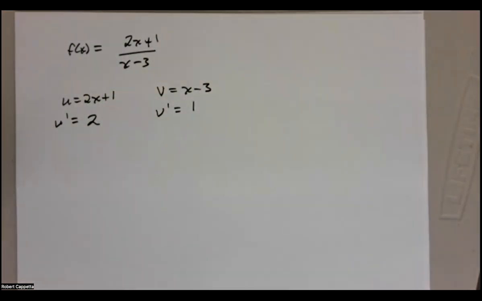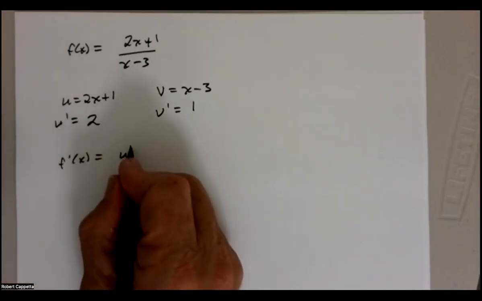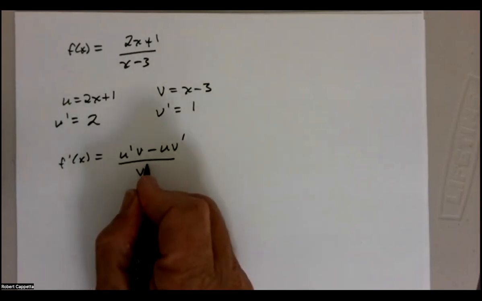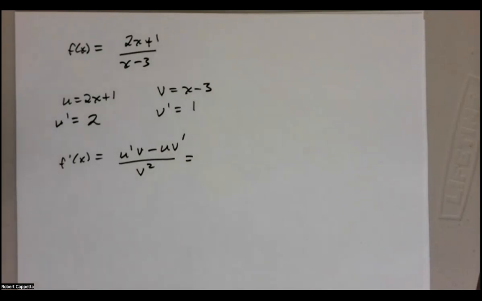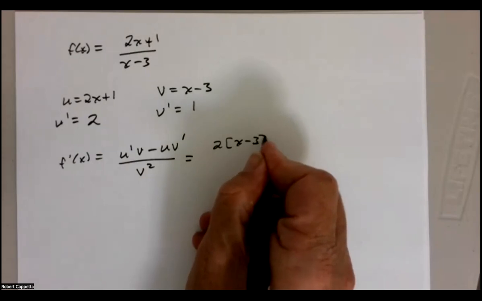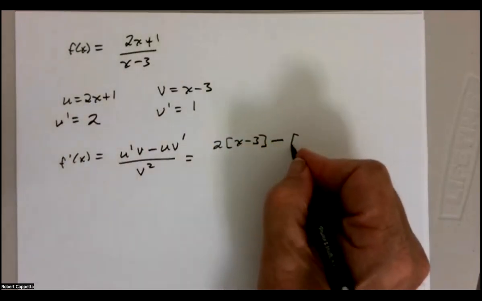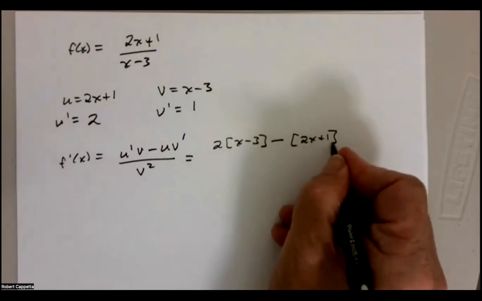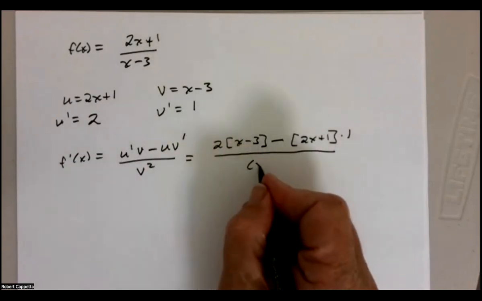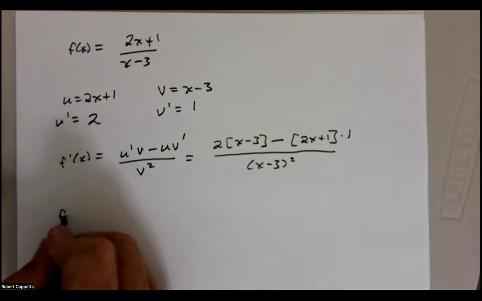Is just 1. So f prime of x using the quotient rule is u prime v minus uv prime over v squared. Again, please correct me if I make an arithmetic mistake. U prime v, 2 times x minus 3, minus uv prime, 2x plus 1 times 1, all over v squared, all over x minus 3 squared. So where does that put us?